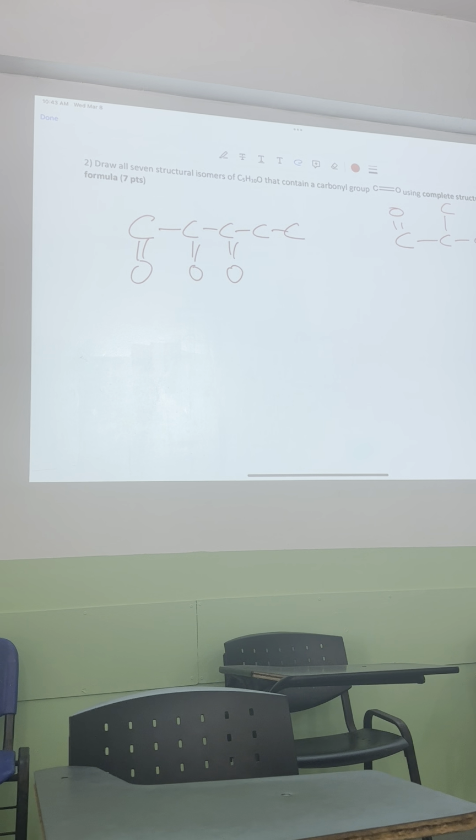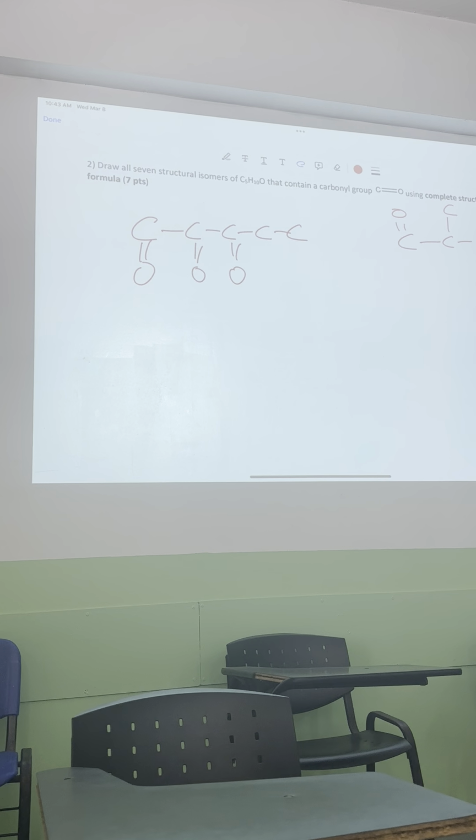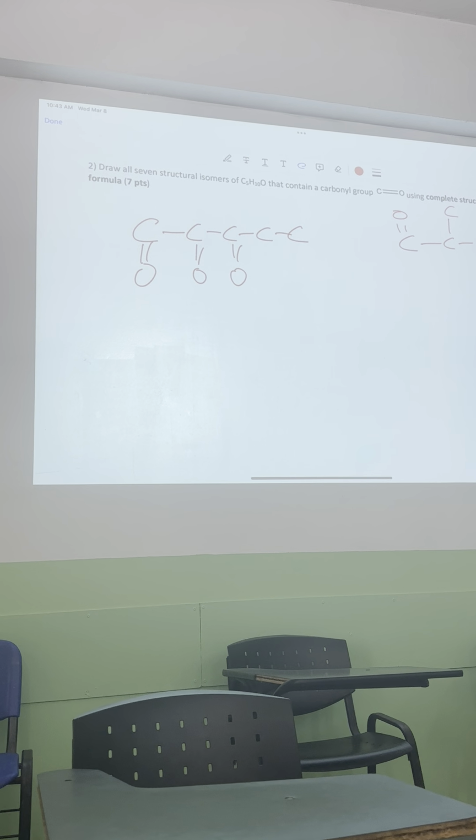Put the double bond oxygen either here, here, or here. Those are 3 of the isomers you can do. Then you can do it where you have 4 carbons, and you put one of the carbons here, and the double bond could be here, or it can't be on this carbon because this one has 5 bonds. It can be on this side, or on this side. So that was 3.